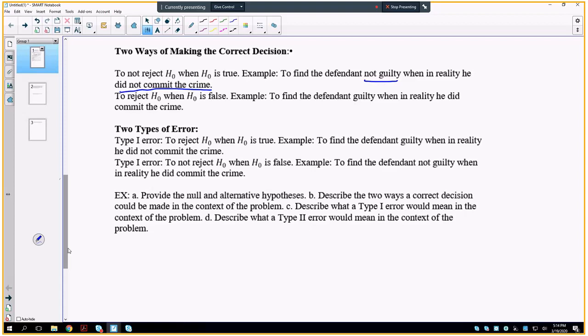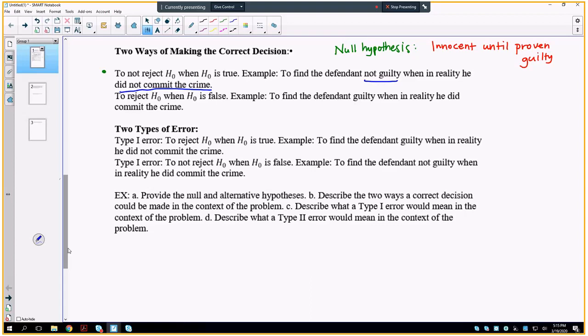That would be equivalent to not rejecting the null hypothesis when the null hypothesis is true. In the courtroom scenario, the null hypothesis is that you are innocent until proven guilty. This is how the justice system should work. So that's one way to get it right.